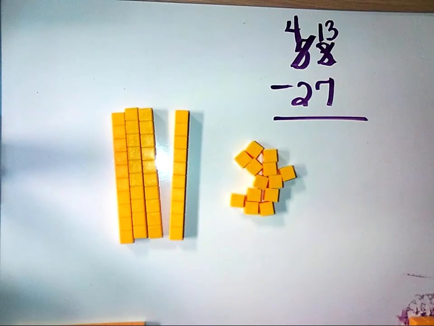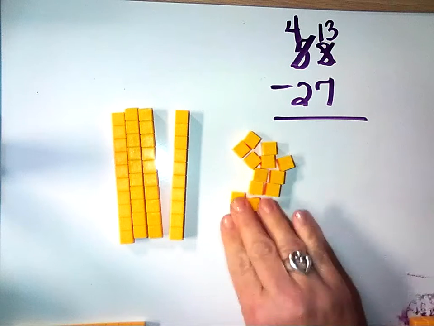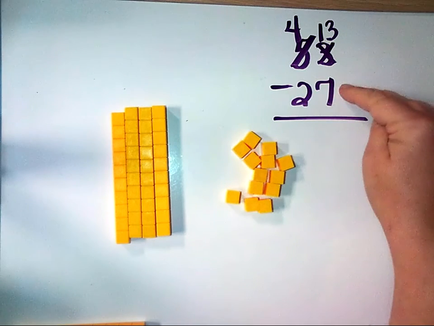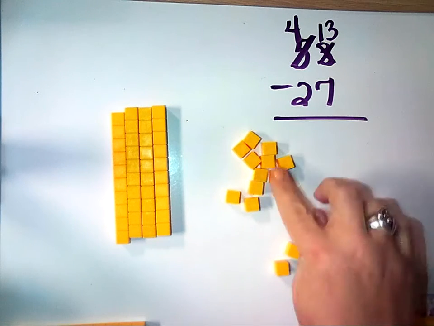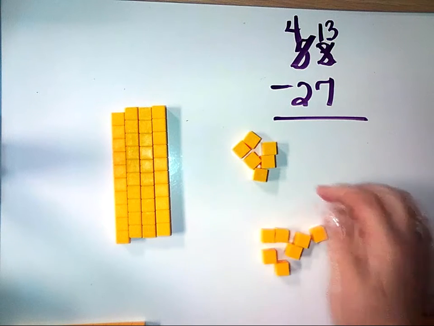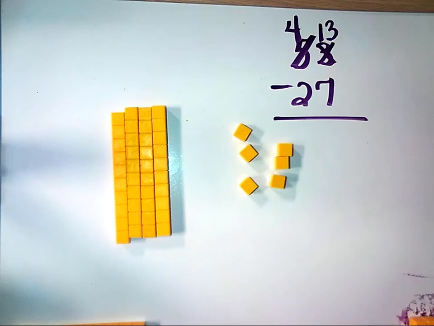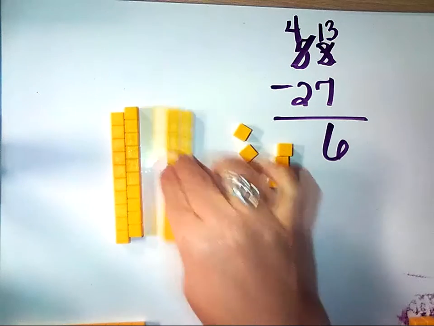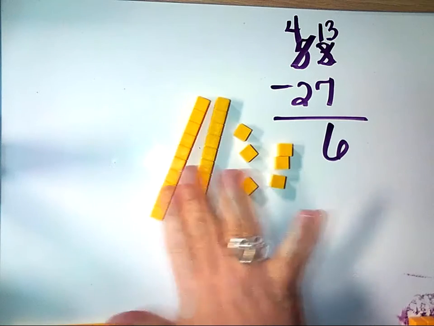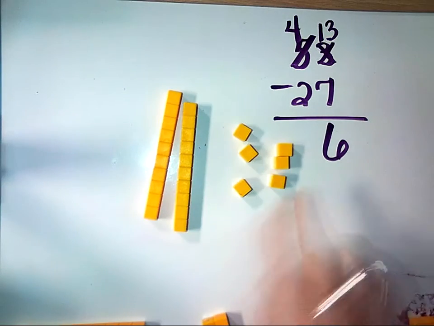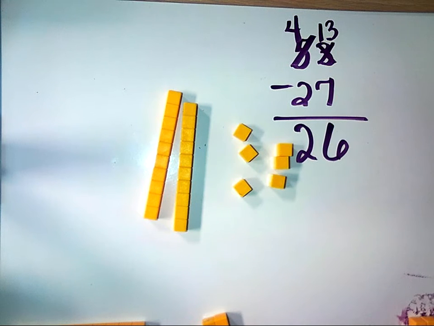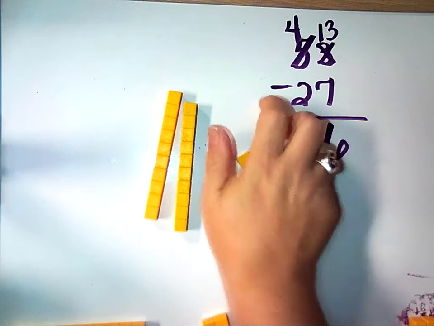So now we have 13 ones, and we're going to take away 7. 1, 2, 3, 4, 5, 6, 7 has been taken away, and we're left with 6. 13 minus 7 is 6. Now, from our tens column, we have 4 minus 2, so we'll take away 2 tens. 10, 20, 26. So that's how you would represent regrouping or borrowing in base 10 blocks.